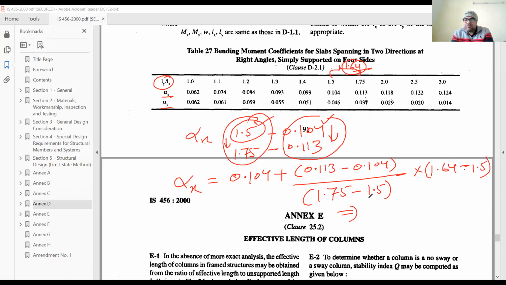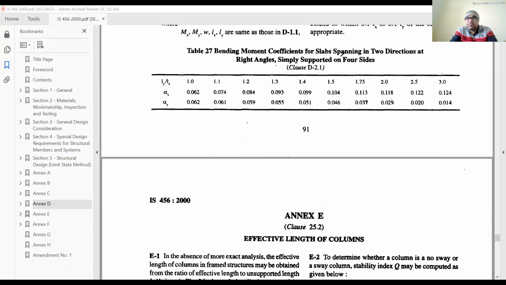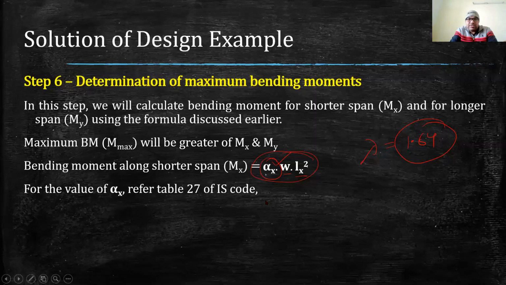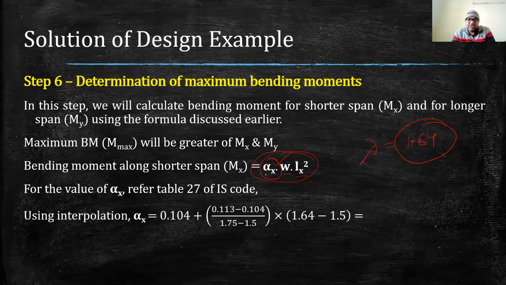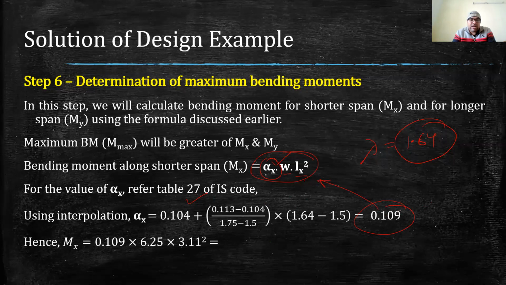So by calculating this, we get the value. The calculation I have done on the slide. So I'm again moving to the slide. Yes, this is the calculation of interpolation, and doing so we get the value of alpha x as 0.109. Now putting the value in this formula, we get the value of Mx as 6.59 kilonewton meter.